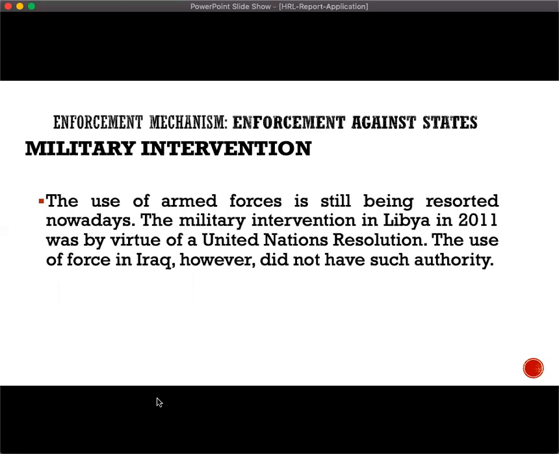For military intervention, the use of armed forces is still being resorted to nowadays. The military intervention in Libya in 2011 was by virtue of a United Nations resolution. The use of force in Iraq, however, did not have such authority. I believe in Libya there was a civil war.